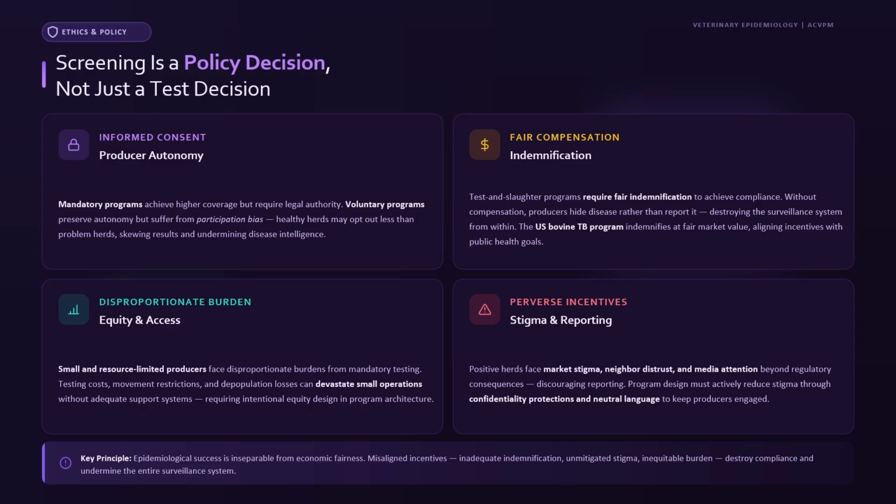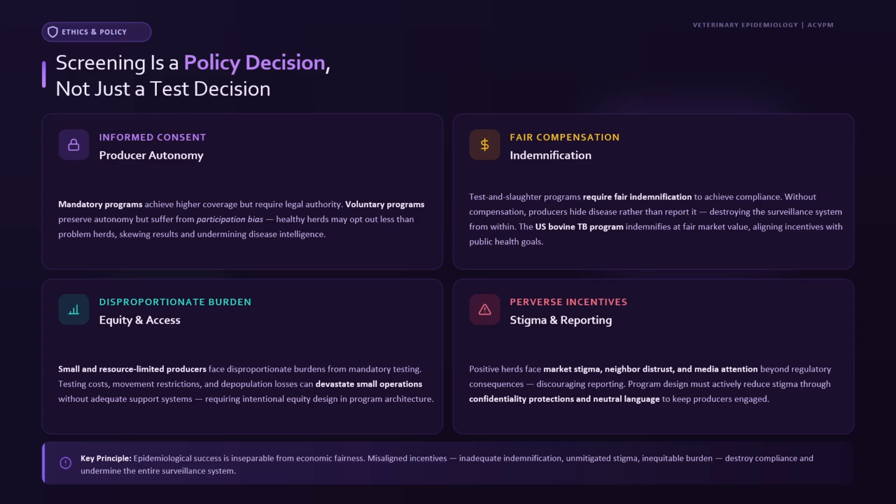Third, equity and the disproportionate burden. Mandatory testing lands much harder on small and resource-limited producers. Testing costs, movement restrictions, and depopulation losses that a large operation can absorb can wipe out a small one. If you don't build support and equity into the program's architecture on purpose, you punish the people least able to bear it. And fourth, stigma and perverse incentives.